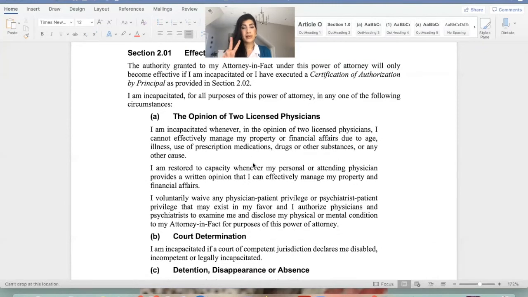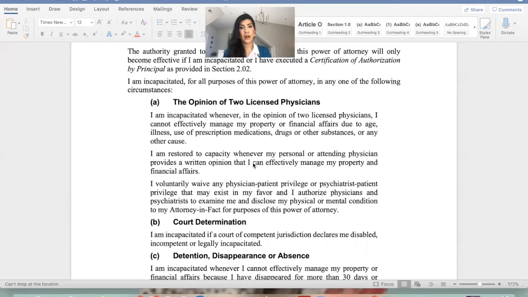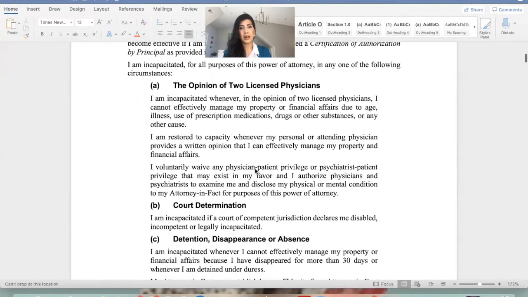If two licensed physicians ever determine that you are incapacitated. Some people have a private determination, and they name specific individuals in their life who they trust to make this decision that they have now reached the point of incapacity. So that's who would be listed. If you don't trust a specific individual, or you don't feel comfortable having a specific individual with this kind of authority, that's when it's going to be two licensed physicians who will have to come to an agreement that you are now no longer able to take care of your stuff. So it says here that it can be due to prescription medications, due to age, illness, drugs, or any other cause.